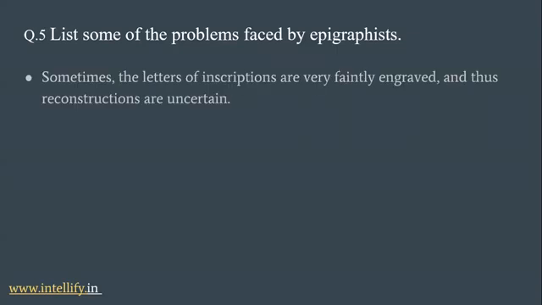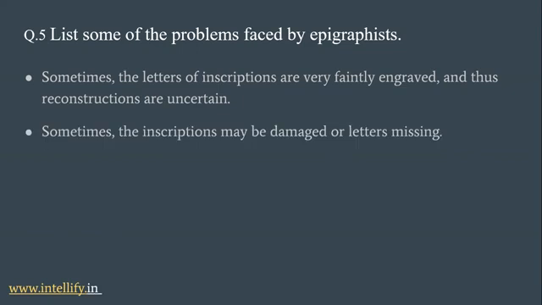Sometimes the letters of an inscription are very faintly engraved and thus reconstruction is uncertain. So sometimes these inscriptions are very lightly or slightly carved on the stone, and so as time passes these inscriptions get faded away, and so for epigraphists it's very difficult to find what exactly that word or letter is.